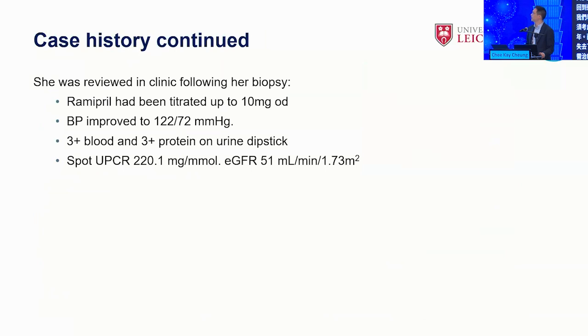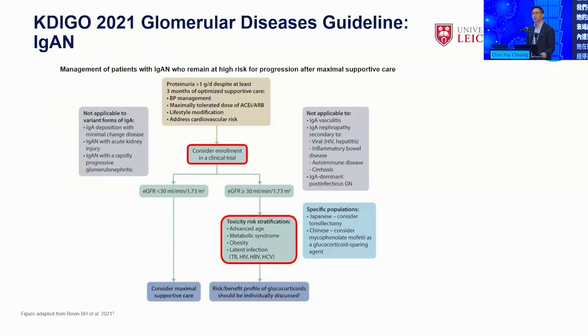So she was reviewed in clinic, her ramipril had been titrated up in the meantime, her blood pressure improved, but she still had a significant amount of proteinuria. And the question is what to do next in this patient with all these therapies that we have coming or available to us right now. We don't have to go back very far, only 4 years ago, and this was the algorithm that we could consider. We could consider enrollment into a clinical trial because of the number of promising trials in this area.